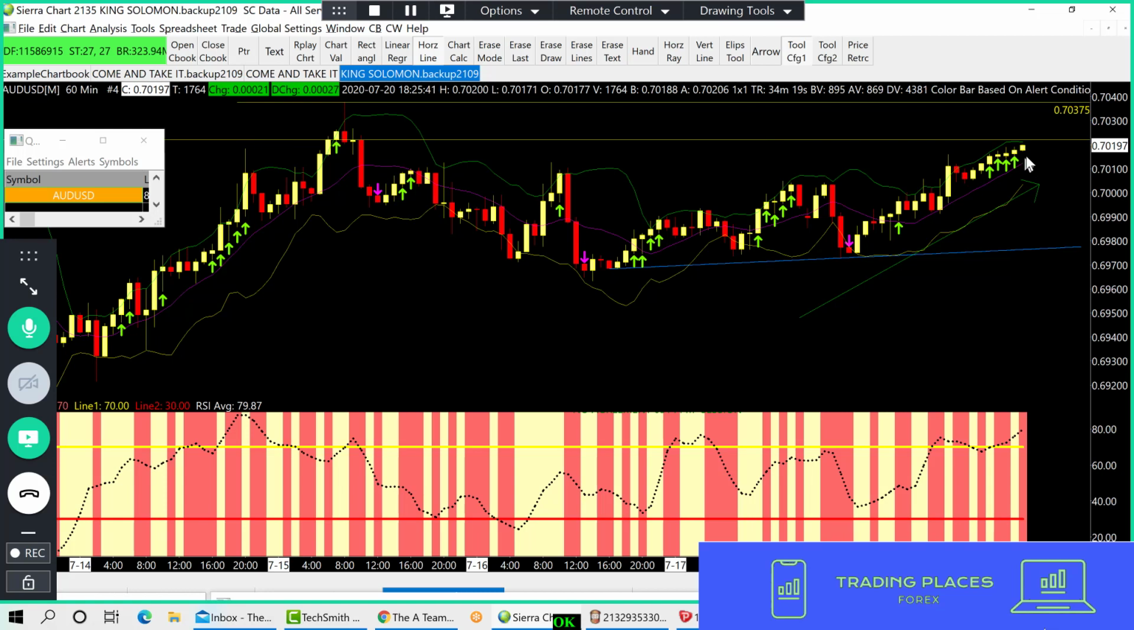I would wait for Aussie dollar to go past 0.70220 before you get in, because right there, once it passed there, it could shoot all the way up. So that's a very good trade. We didn't even go through 3 or 4 trade pairs and we found another trade.